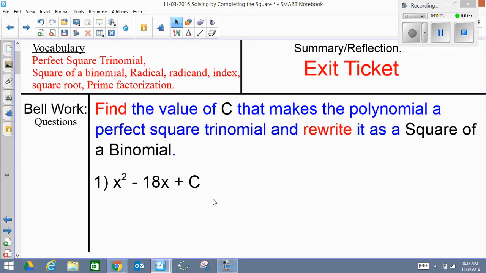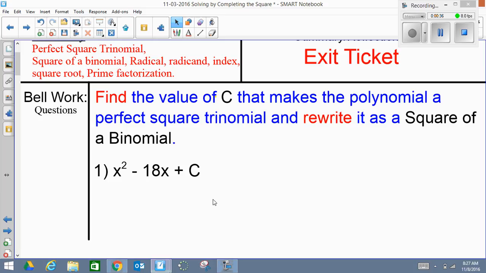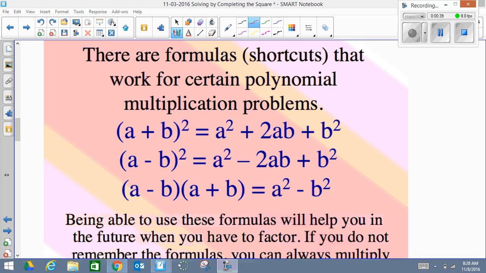The first question is: find the value of c that makes the polynomial a perfect square trinomial, and rewrite it as a square of a binomial. Now, let's get familiar with the terms first of all. Let's address first the perfect square trinomial.